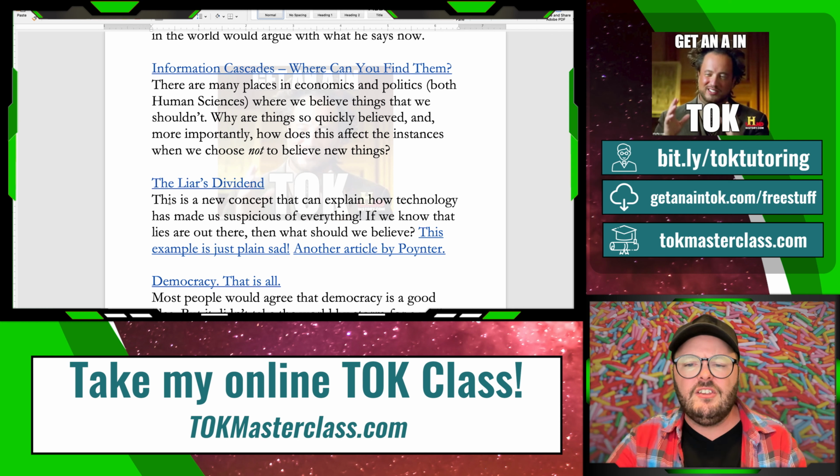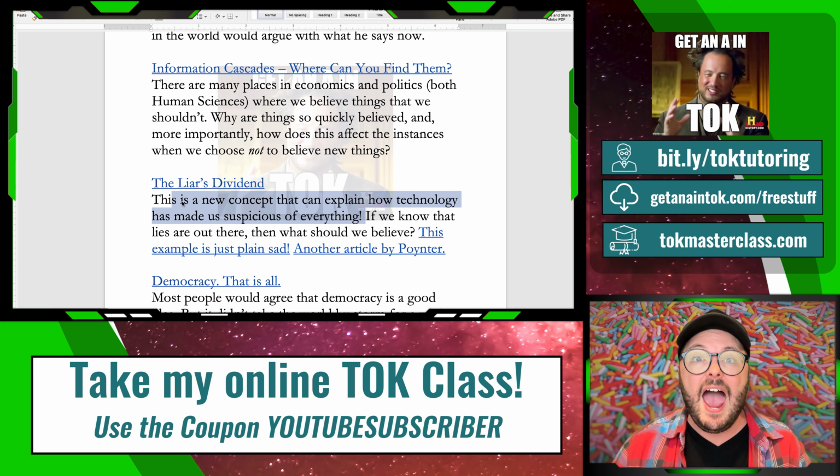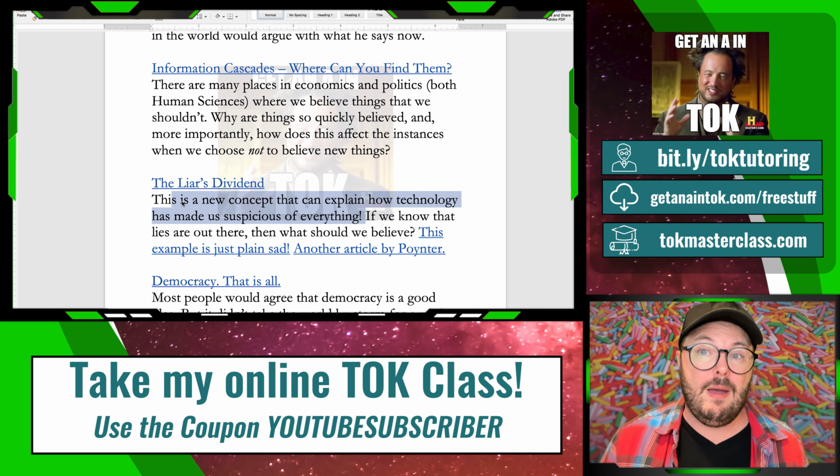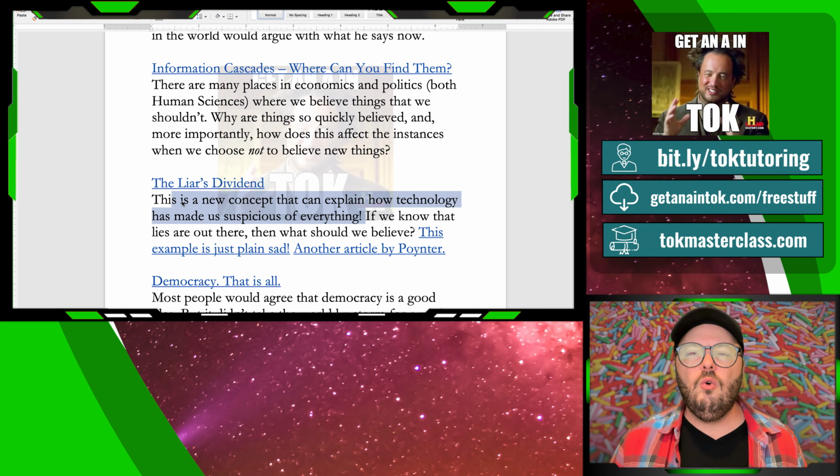This is a concept that can explain how technology has made us suspicious of everything. In a nutshell, when we don't know what to believe because anything can be fake news, because anything can be deep fake, how do you even know that I'm a real person? Maybe I'm a bot. I'm not a bot. But if you don't know what's true, you can basically get away with lying.